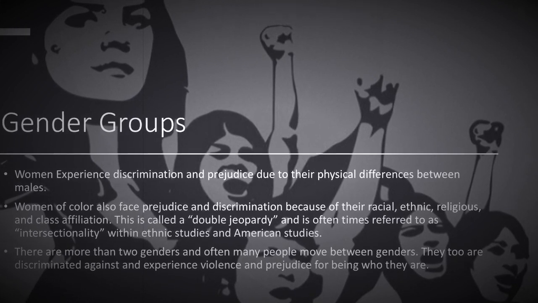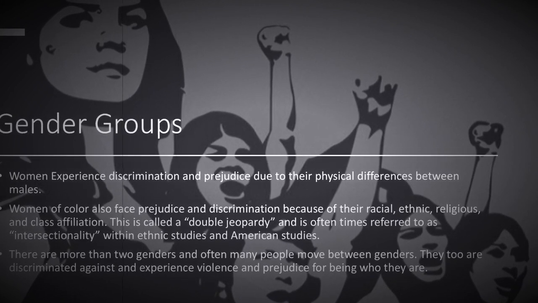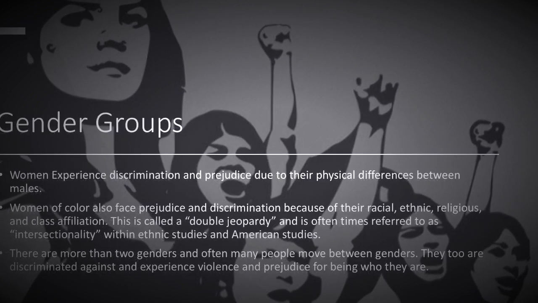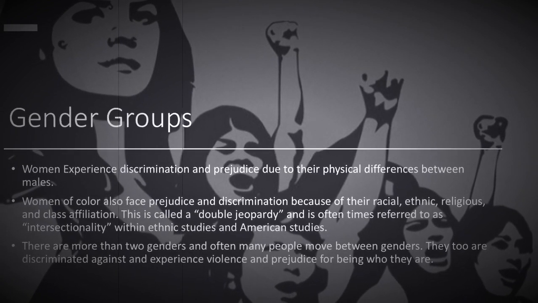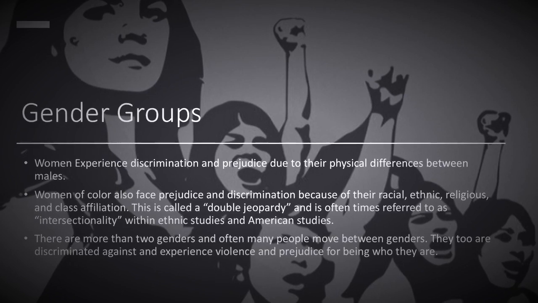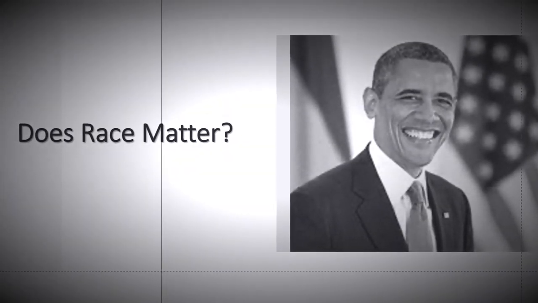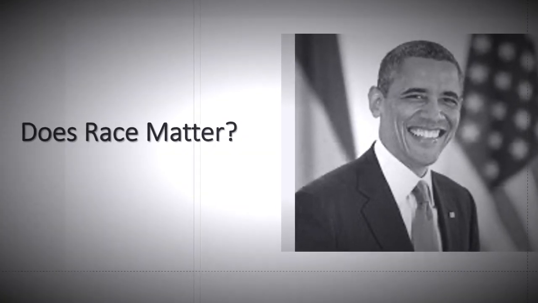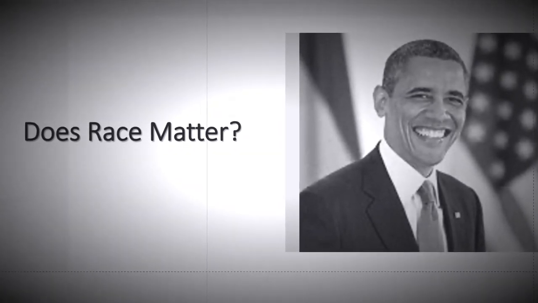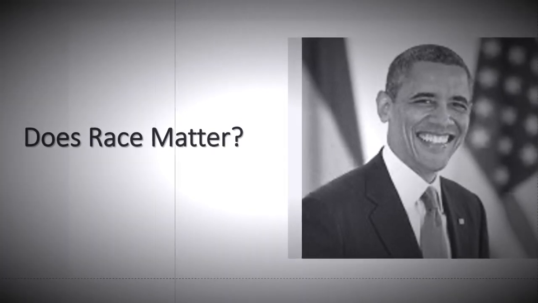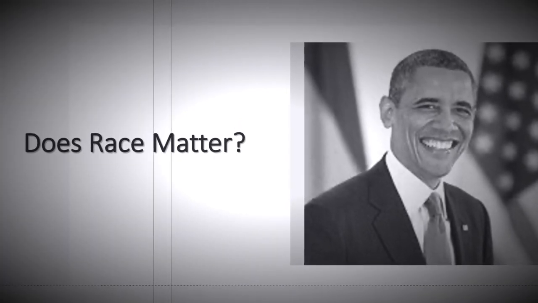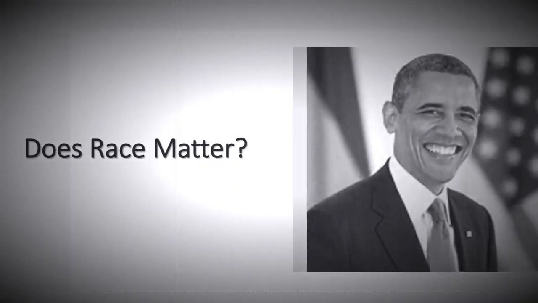Because they don't fit into the social constructs of society today, they experience high rates of violence and discrimination towards them. Okay, so now we have researched the social constructs of race, class, ethnicity, gender, religion. We've deconstructed what they mean in regards to Western society, overall dominant society.